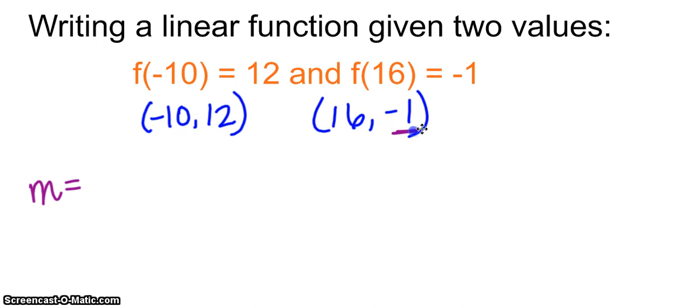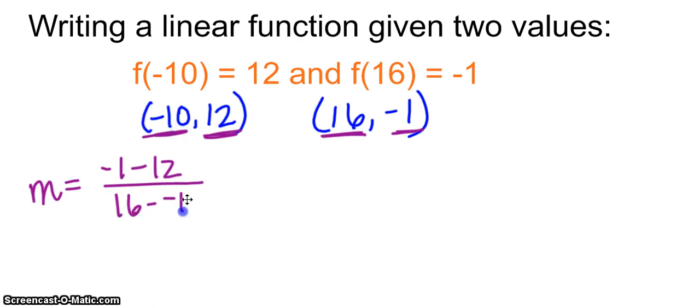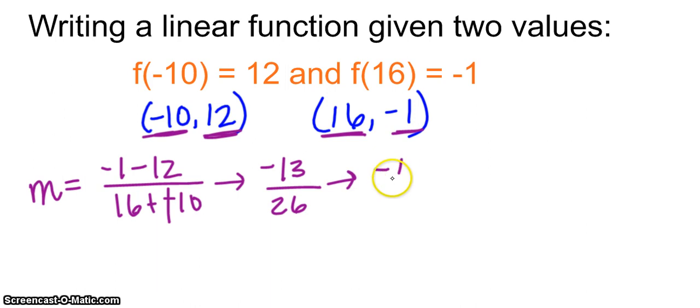y2 and y1, it does not matter which one you call which. I'm going to say -1 minus 12 over 16 minus -10. -1 minus -12 is going to be -13. 16 plus 10 is going to be 26, which leaves us with a -1/2 slope. Well, now we know the slope.